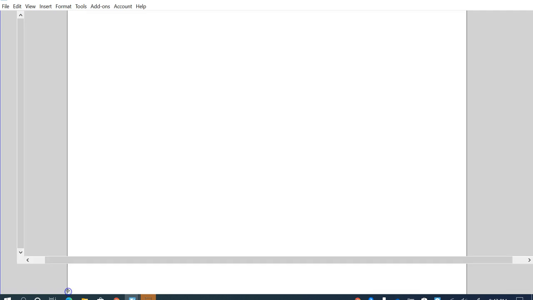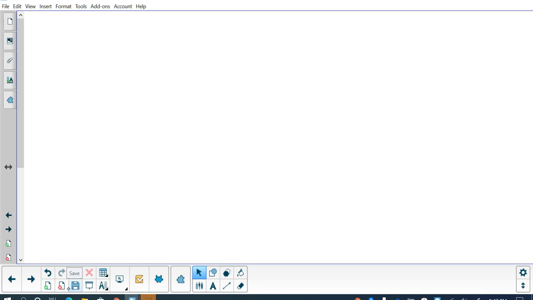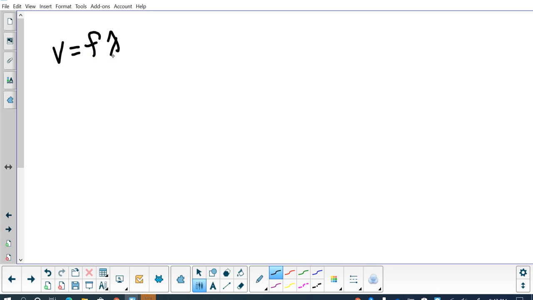All right. The last thing that we want to be able to get to is to use our wave equation. So we have V equals F lambda. As I said before, the main things we want to look at are the relative order of the different parts of the spectrum in terms of frequency, wavelength, and energy. Know which ones have the highest energy, which have the lowest energy, which have the highest frequency, which have the highest wavelengths. But we were going to use this equation.